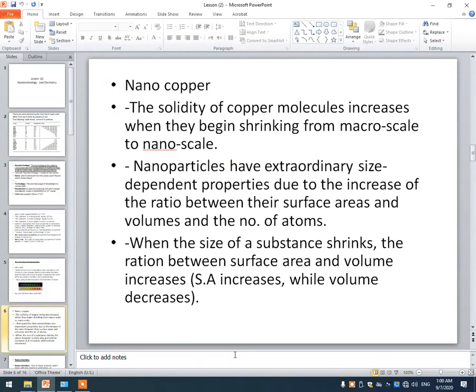Example number 2 is nanocopper. The solidity of copper increases when it shrinks from macroscale to nanoscale. Nanoparticles have extraordinary size-dependent properties due to the increase of the ratio between the surface area and the volume relative to the number of atoms. When the size of a substance shrinks, the ratio between the surface area and the volume increases.